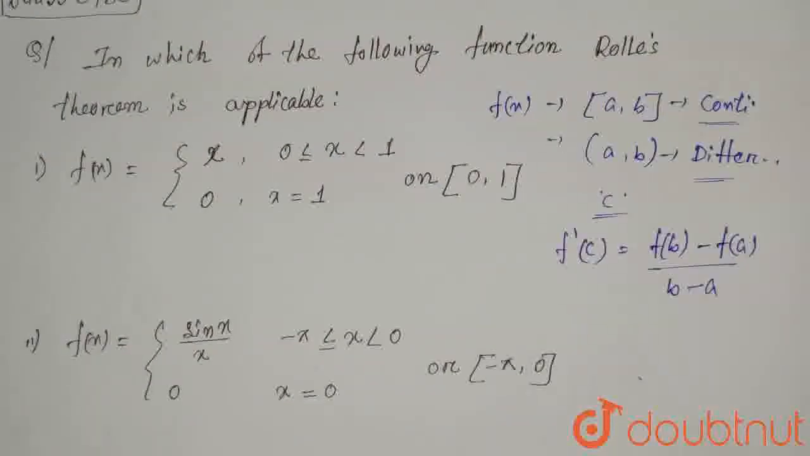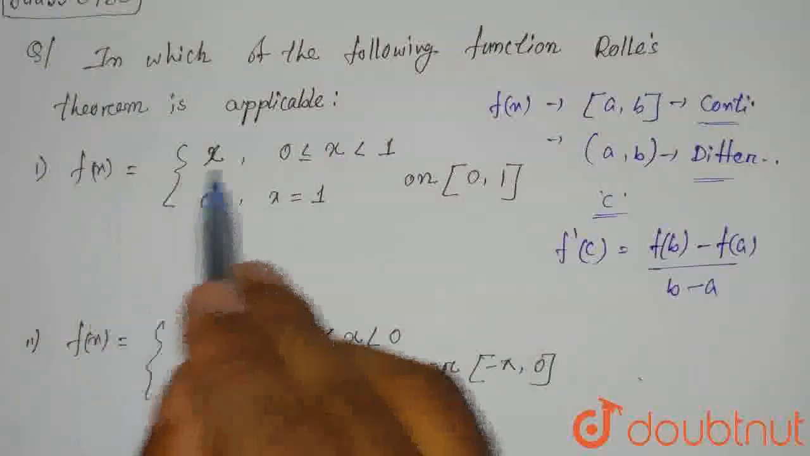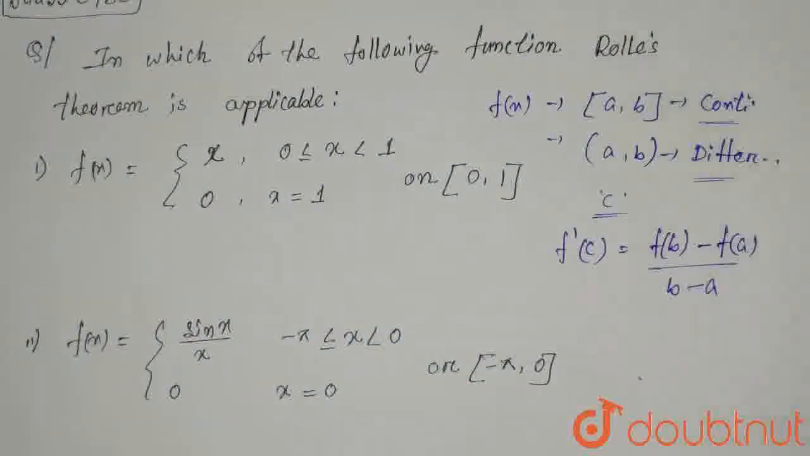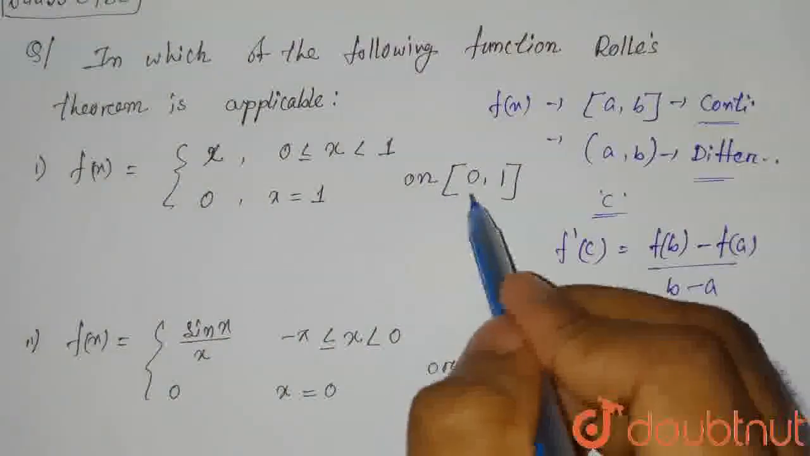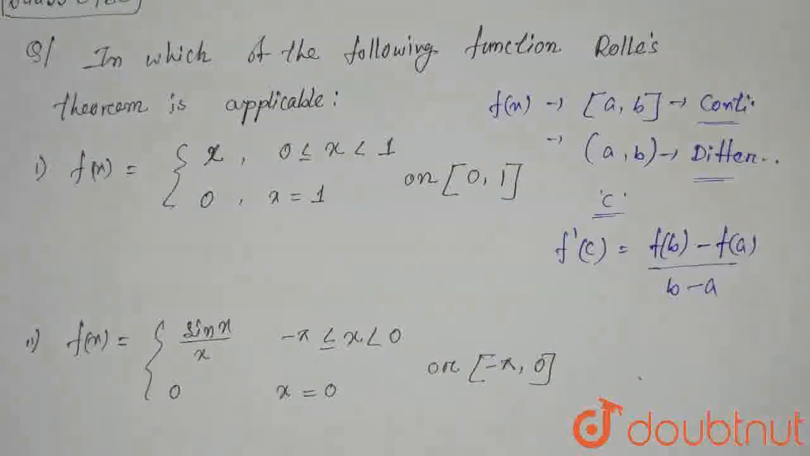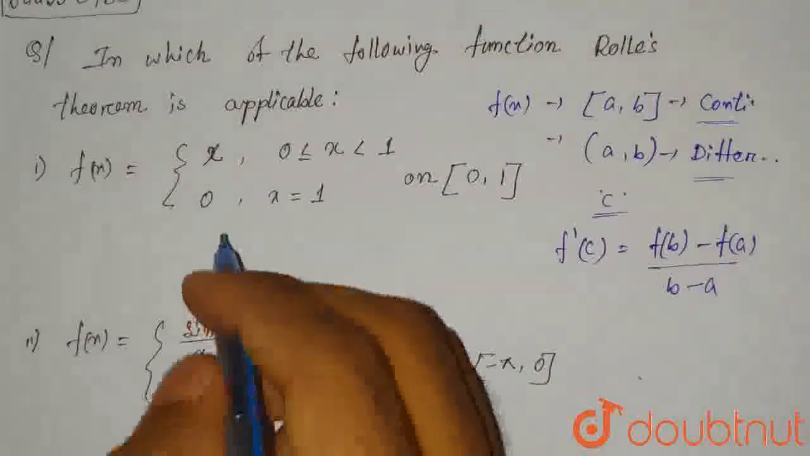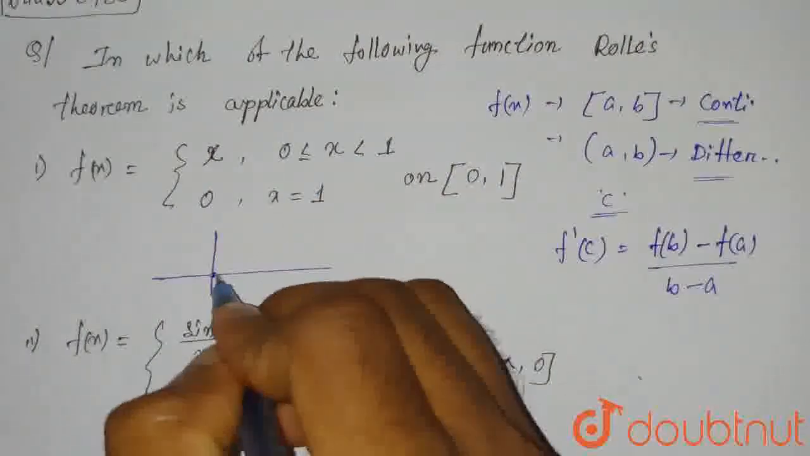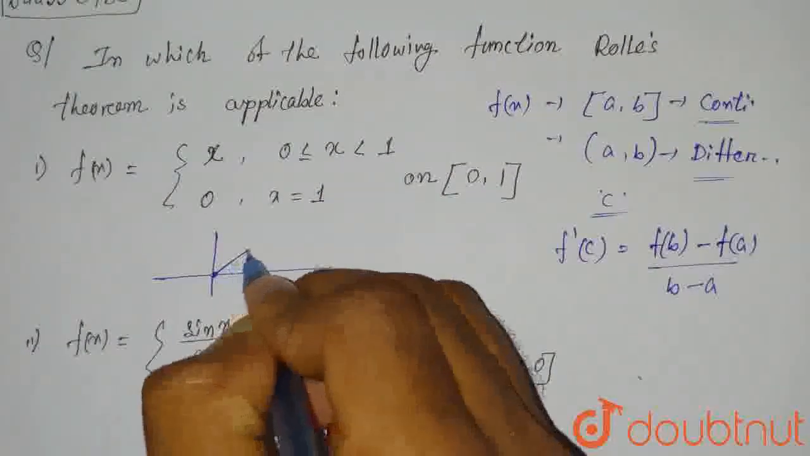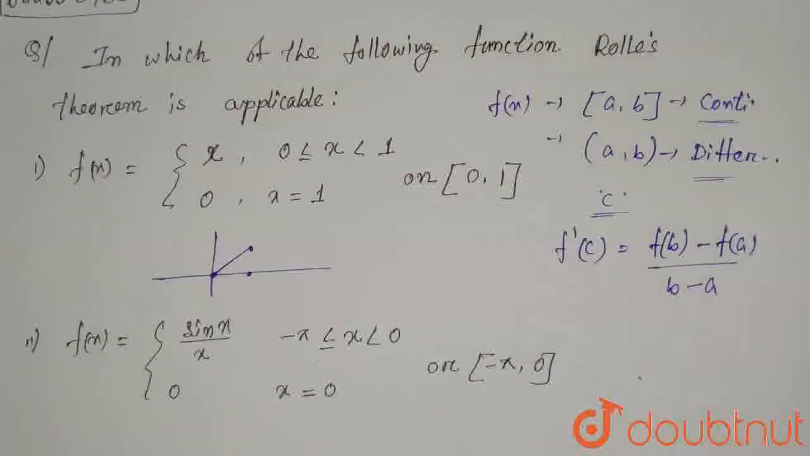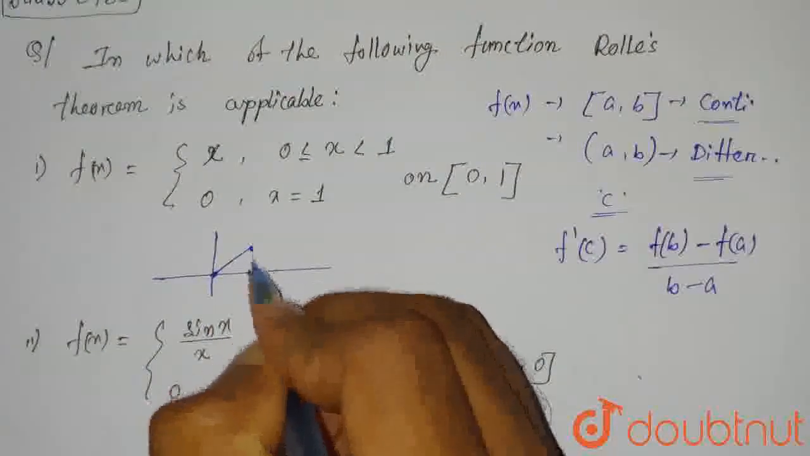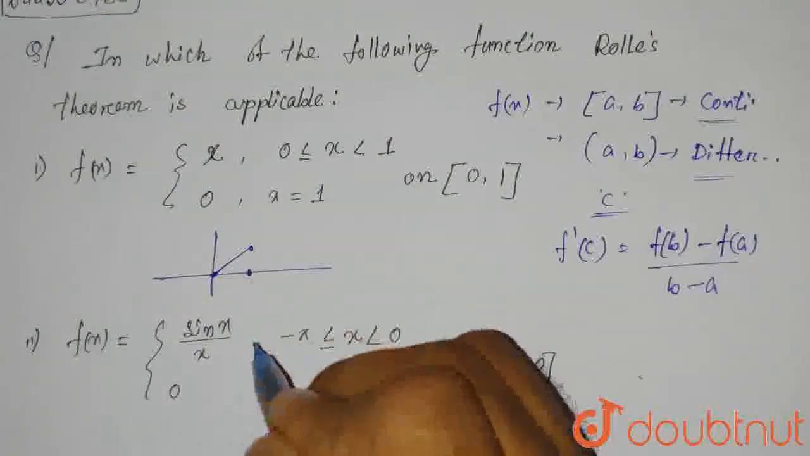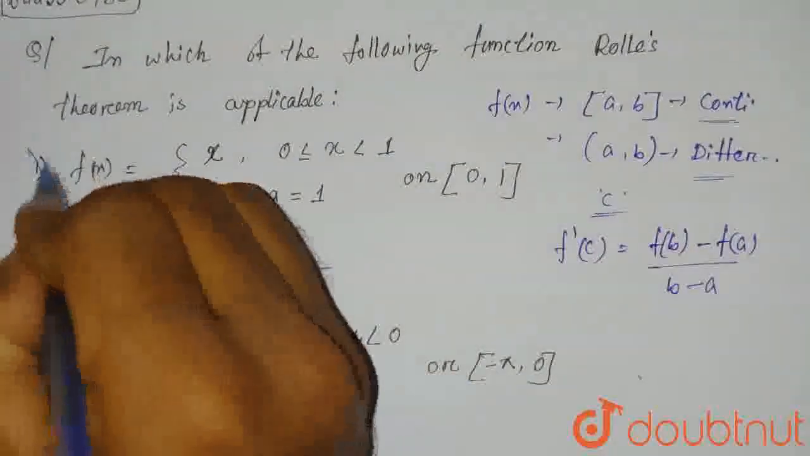So first of all let's consider our first function, which is given as f of x equals x for x belongs to [0, 1) and 0 at x equals 1, and we have to find whether Rolle's theorem is applicable in the closed interval 0 comma 1 or not. For the first option let's draw the graph here. At 0 the function is x, and up to 1 it's x, but at 1 it's 0. That means there is a break in the function, so it's not continuous. So the first option is wrong.